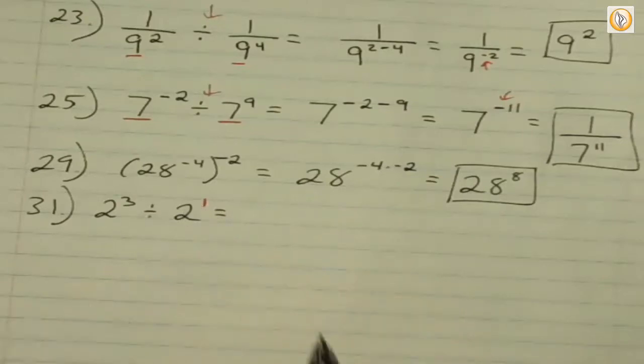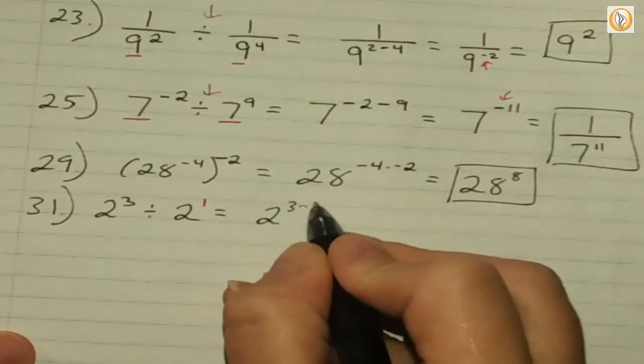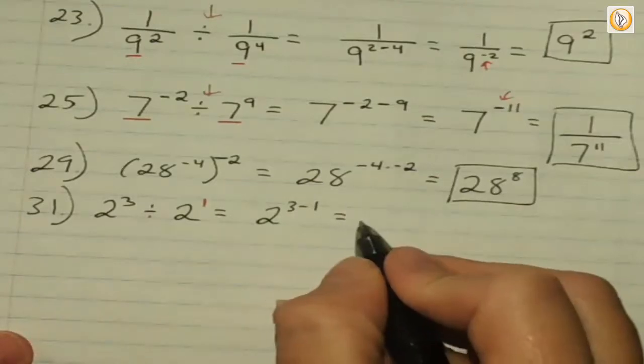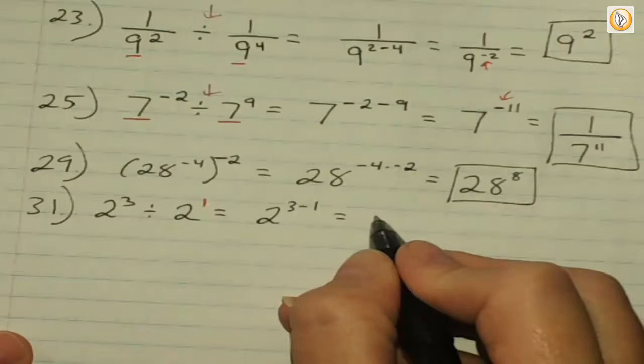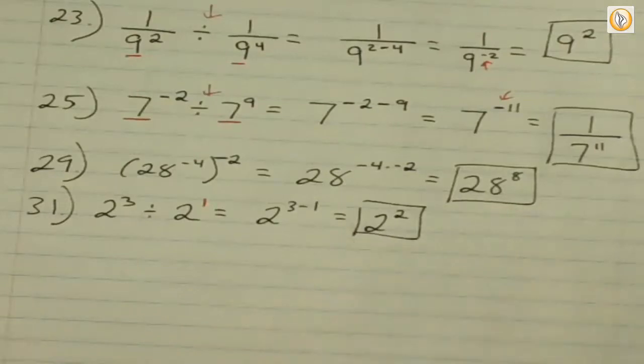Now tell me what to do. Then you do 3 minus 1. 3 minus 1, because the bases are the same and we're dividing. And so that gives you what? 2. 2 to the power of 2. Good.